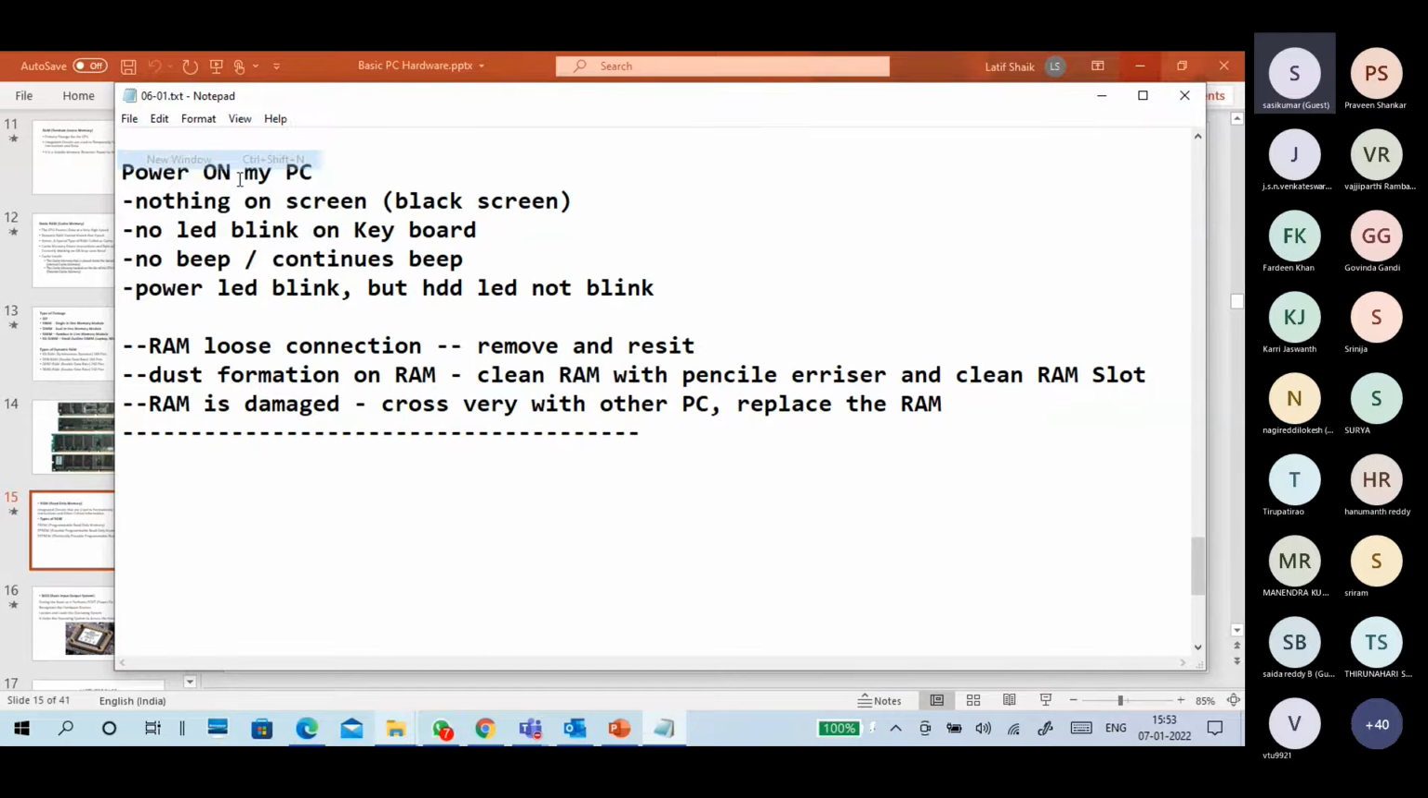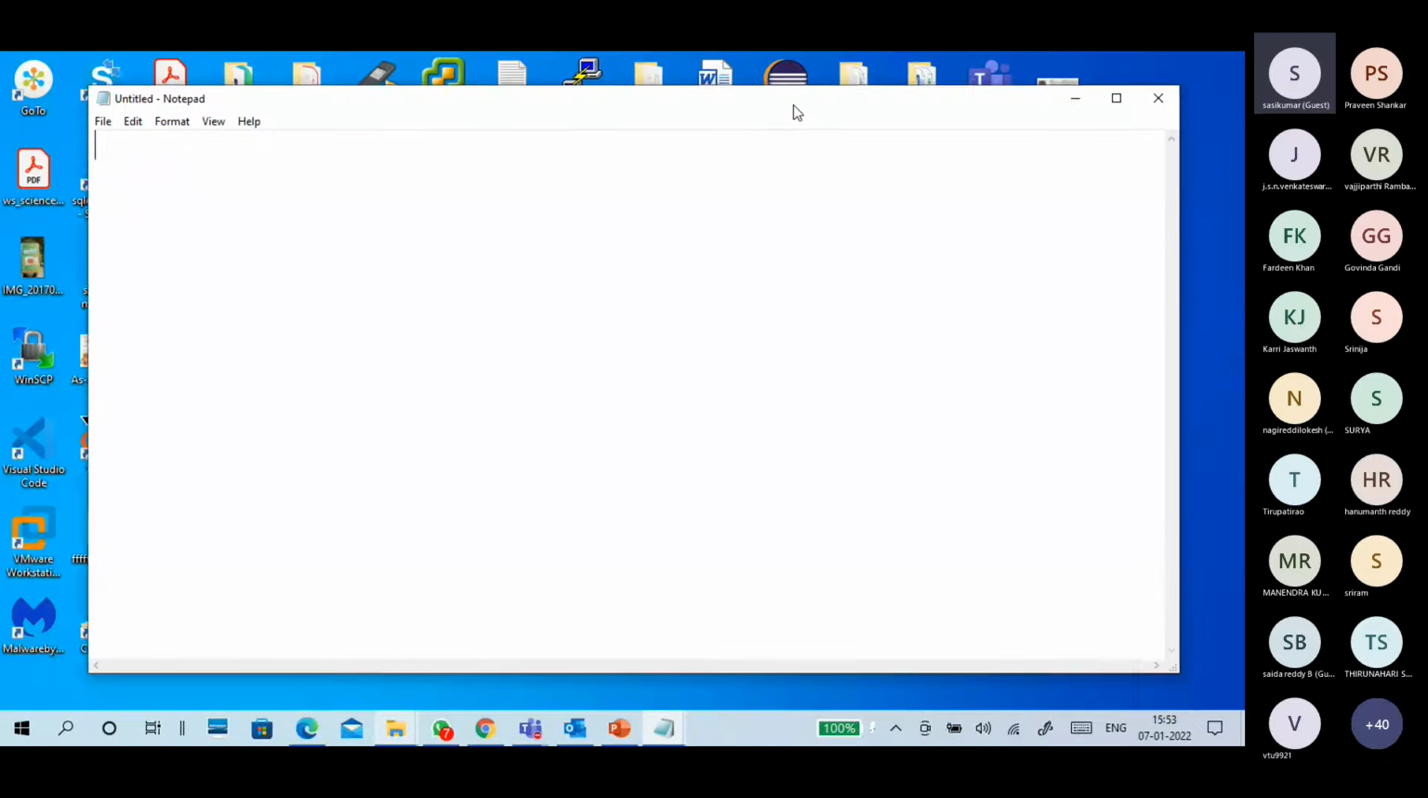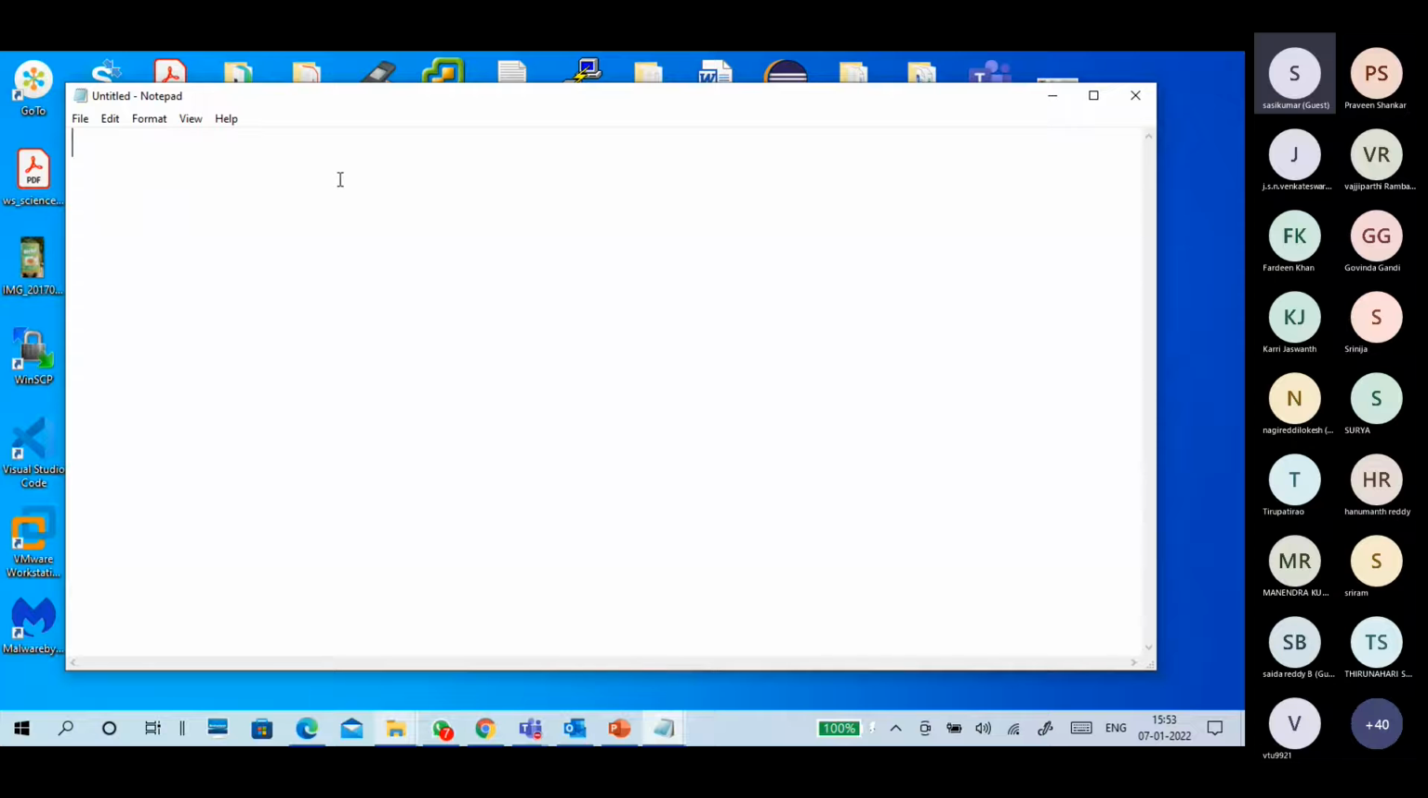So today we are going to discuss your ROM. Already we discussed RAM and ROM. ROM is a non-volatile memory. It is nothing but a chip.